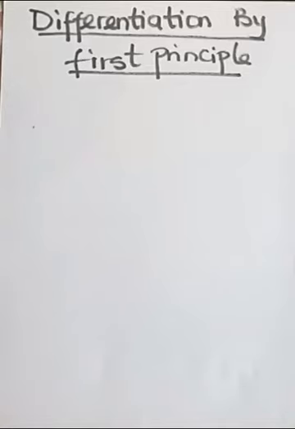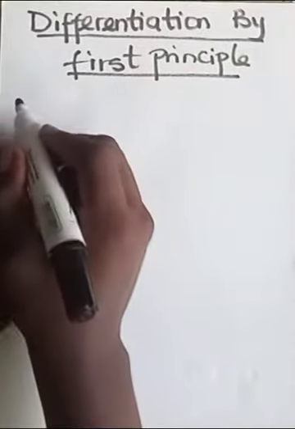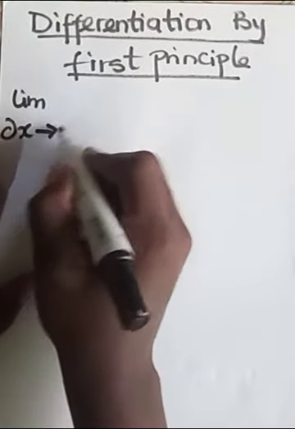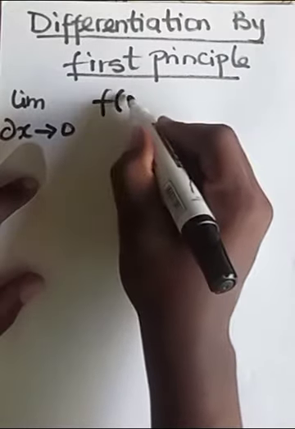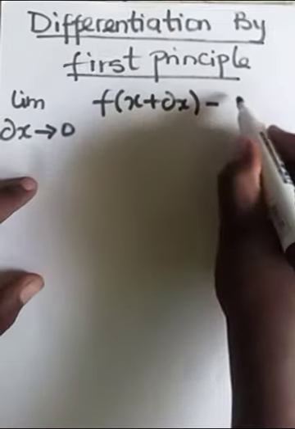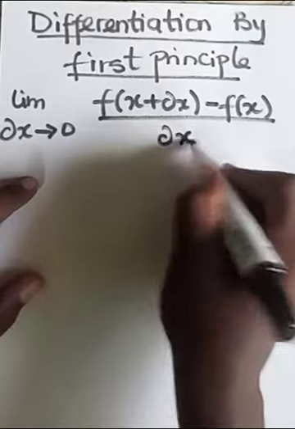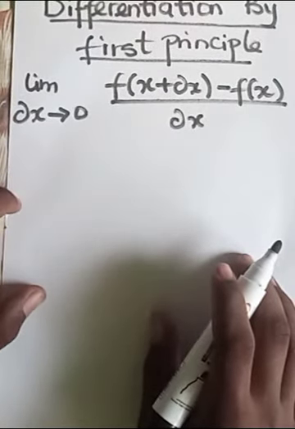This time around we're going to be taking differentiation by first principle. It is normally given with the general formula such that the limit as delta x tends to 0 of a certain function f of x plus delta x minus f of x, all over delta x. So this is how it is given. Let's take an example to see how this can be applied.